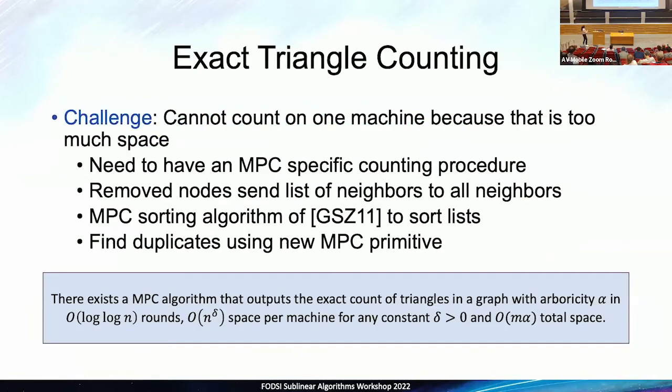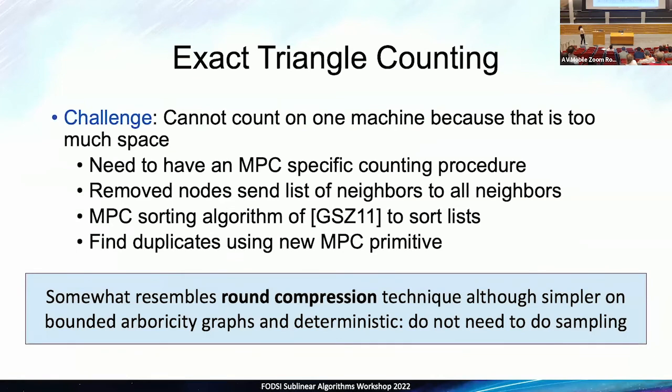And that's it. This is basically the entire analysis for this algorithm, and you get these guarantees shown here. I just want to quickly mention, for those of you who are familiar with the round compression technique, that this somewhat resembles round compression, but not quite. This is simpler and also deterministic. Round compression, for those of you who are familiar with it, basically subsamples some number of vertices into machines and does some processing of those vertices. But we don't need to do that. This procedure is completely deterministic for us.